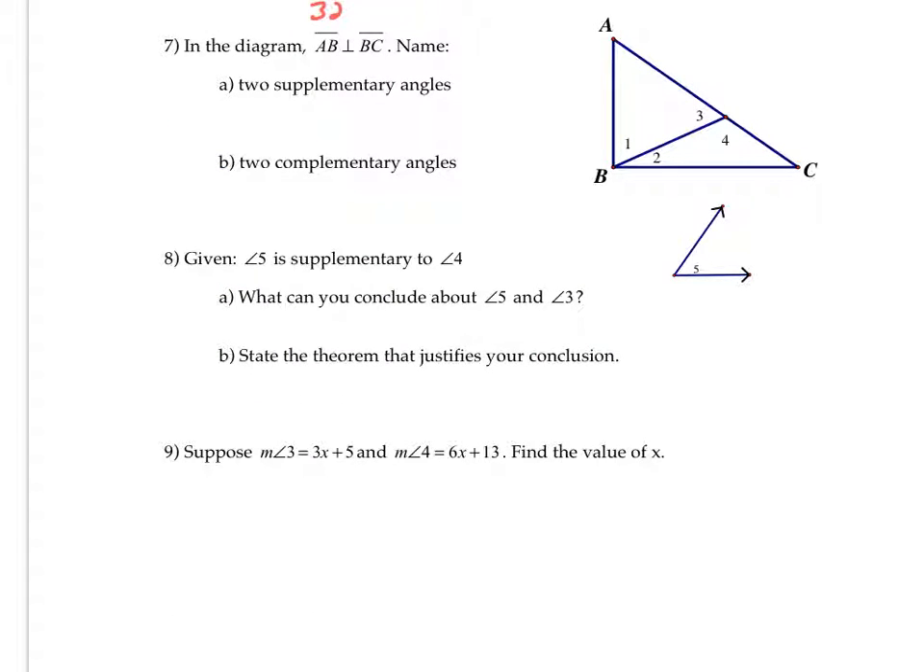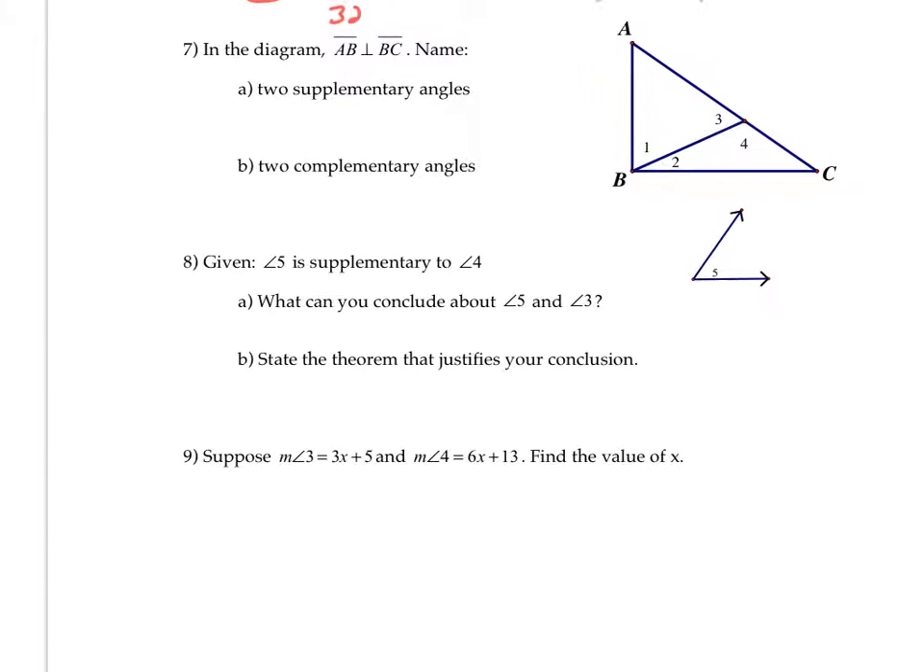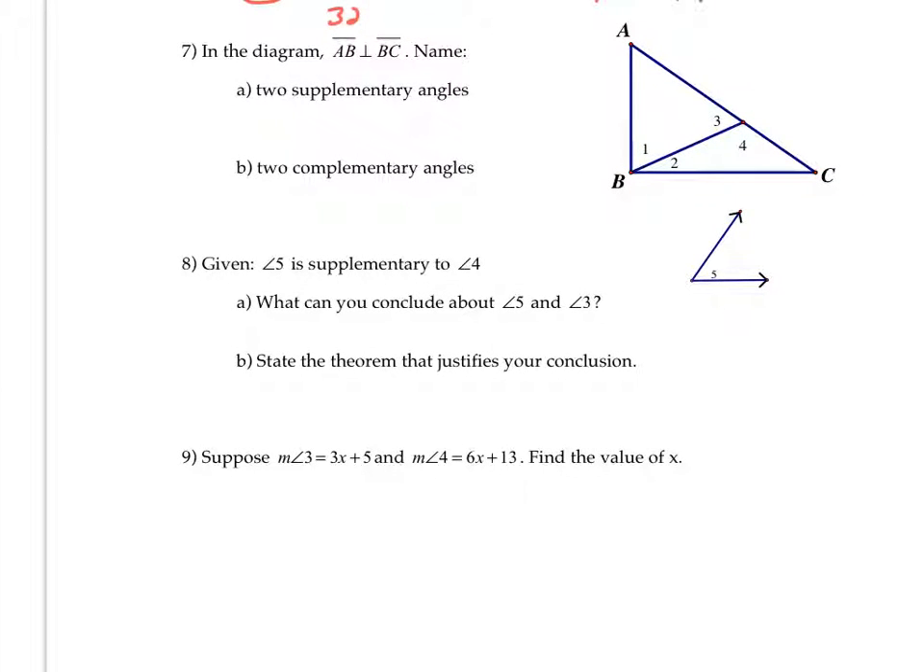Okay, next it says in the diagram, line segment AB is perpendicular to line segment BC. So let's draw that right angle in there. It says name 2 supplementary angles and name 2 complementary angles. I'm going to do those complementary angles first because I just marked that angle as a right angle. So angle 1 and angle 2 are complementary.